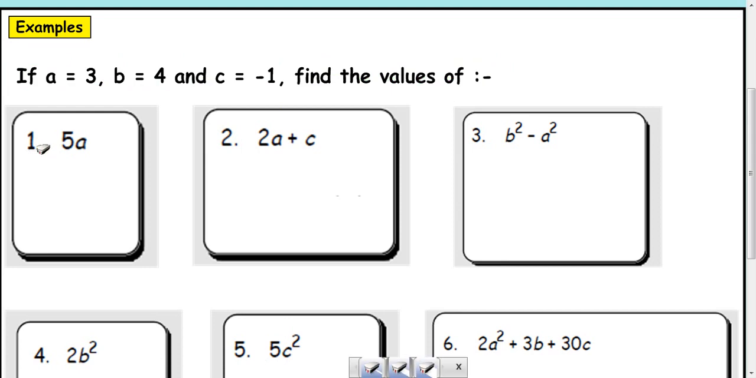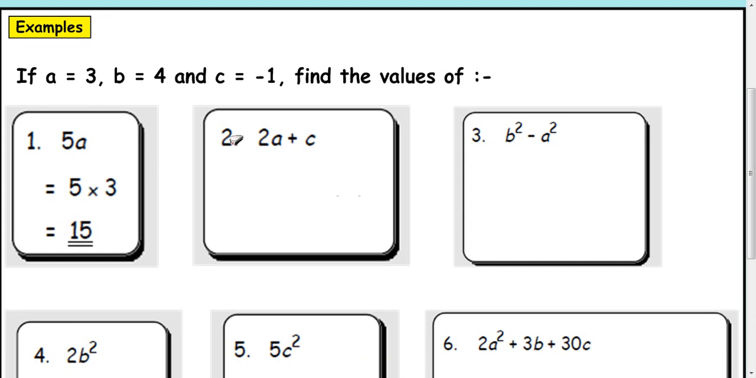Okay, so question 1, work out or evaluate 5a. Now I look up here and I see that a is 3, and I know from my algebra that 5a means 5 times a, so it's 5 times 3, and it's 15, so that's your answer.